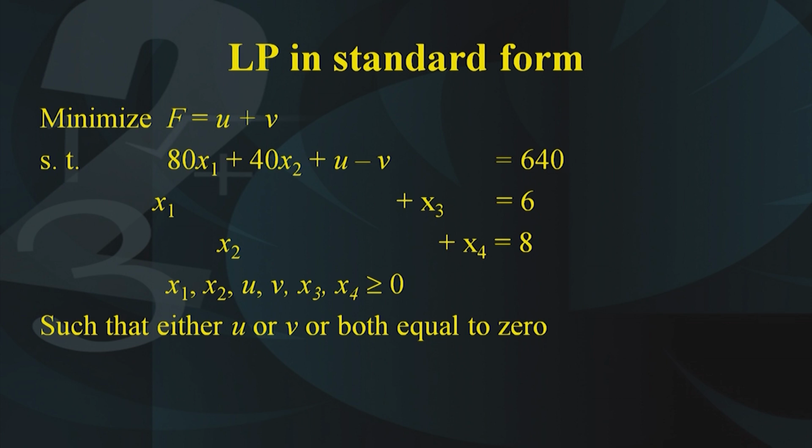Here x3 is a slack variable because this was a constraint of the less than or equal to type. And similarly, the third constraint becomes x2 plus x4 equal to 8, and of course all the 6 variables x1, x2, u, v, x3 and x4 should be greater than or equal to 0, with the condition that either u or v or both are equal to 0.